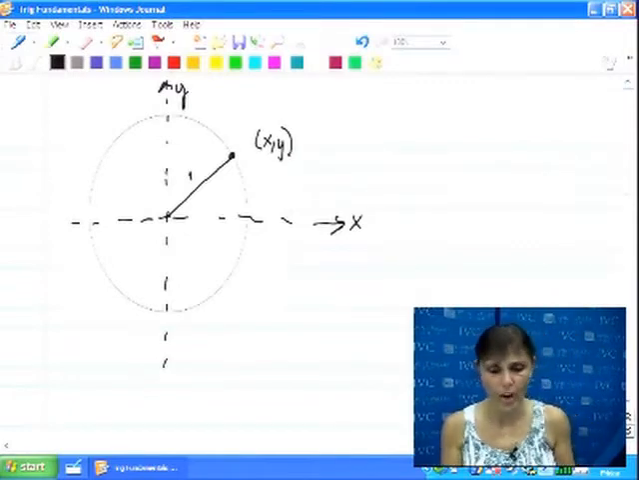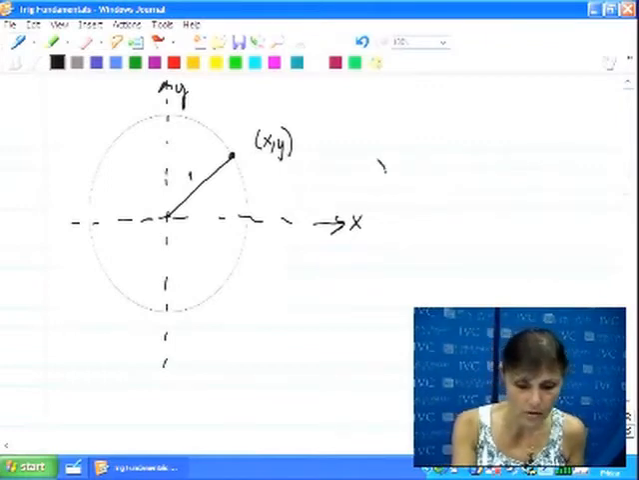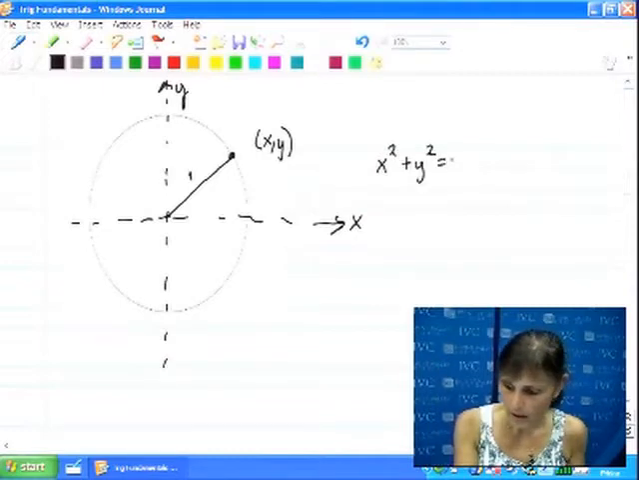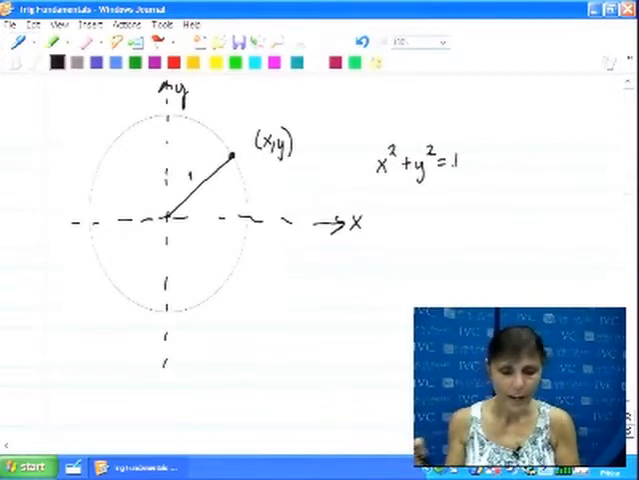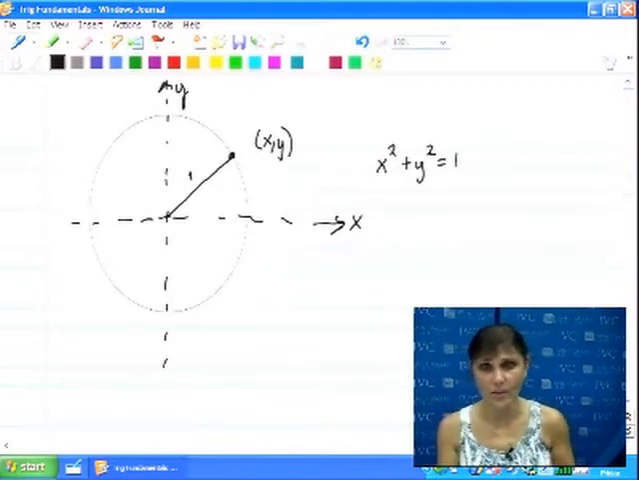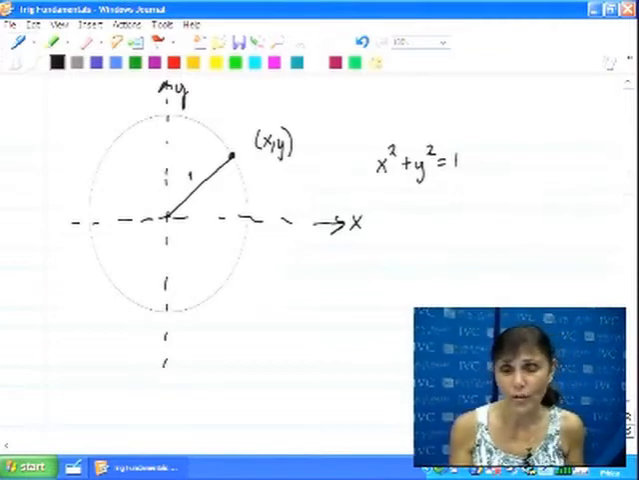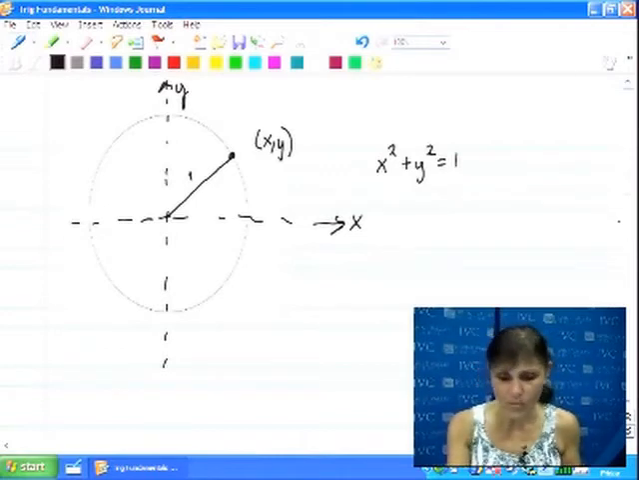And if you remember from your algebra, the equation of a circle with radius 1 is going to be x squared plus y squared equals 1. Now, everything starts with that for unit circle trigonometry. If you're doing the right angle trigonometry, I will show you that approach. So this one is the unit circle trigonometry approach.